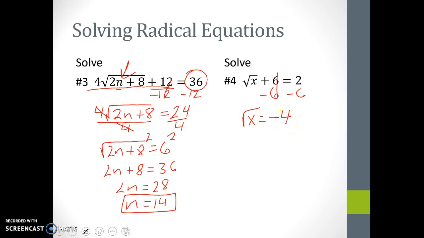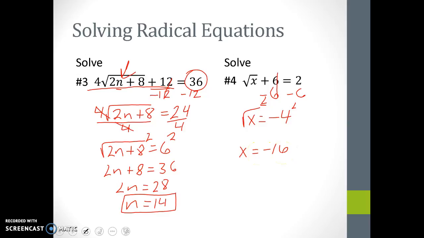Now, this is kind of a trick question here because it's impossible for us to take the square root of something and get a negative number. You might say, well, the square root of negative 16, but the square root of negative 16 can't be done, because negative 4 times negative 4 is positive 16. Even if we squared both sides, let me just show you what would happen here. If we squared both sides, then we would have x equals negative 4 squared, which would be negative 16.